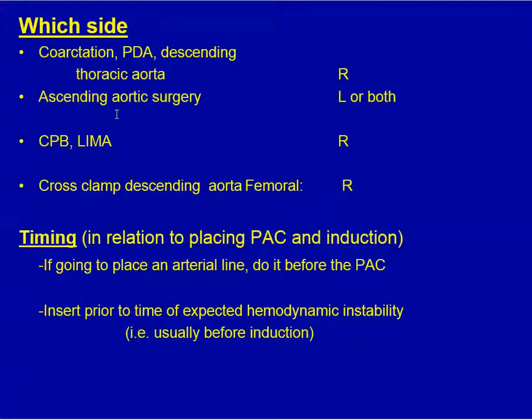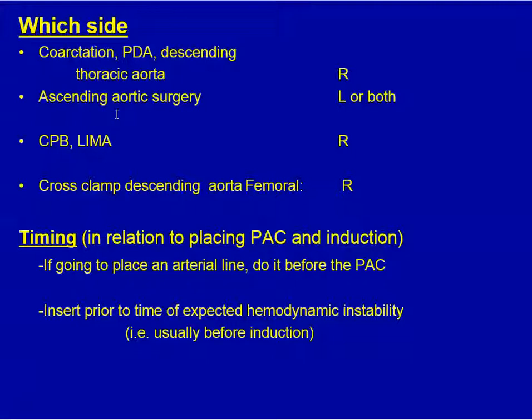If there is anticipated cross-clamping of the descending aorta, such that you may want to know the pressure distal to the cross-clamp, you may wish to put a line in the femoral artery, and if so, you should use the right, because these patients will be in the right lateral decubitus, and if the surgeon has to use the femoral artery, the surgeon will want to have access to the left femoral artery, and you don't want to have your line in that artery.